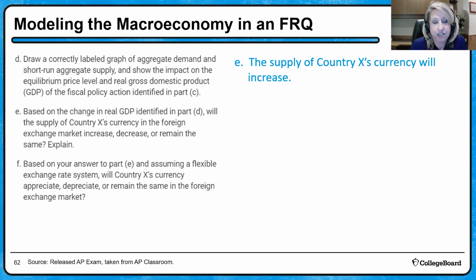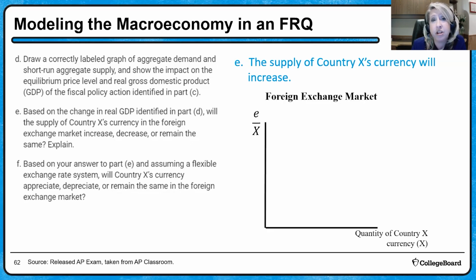Part F is based on the answer to part E. So assuming a flexible exchange rate, will country X's currency appreciate, depreciate, or remain the same in the foreign exchange market? Well, you probably know this without graphing it, but if the supply of the currency goes up, the exchange rate's going to fall. That means the currency is depreciating, but you can absolutely use a graph to reinforce it, make sure that's what's going on.